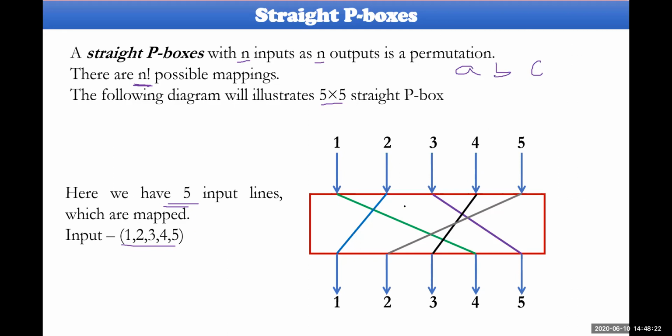Then, based on the internal architecture and internal connections made by this box, how does it work? The output 1 will be taken from the second input, 2 will be taken from the 5th, 3 will be taken from 4, 4 will be taken from 1, and 5 will be taken from 3. So finally, you get this particular combination based on this particular arrangement.